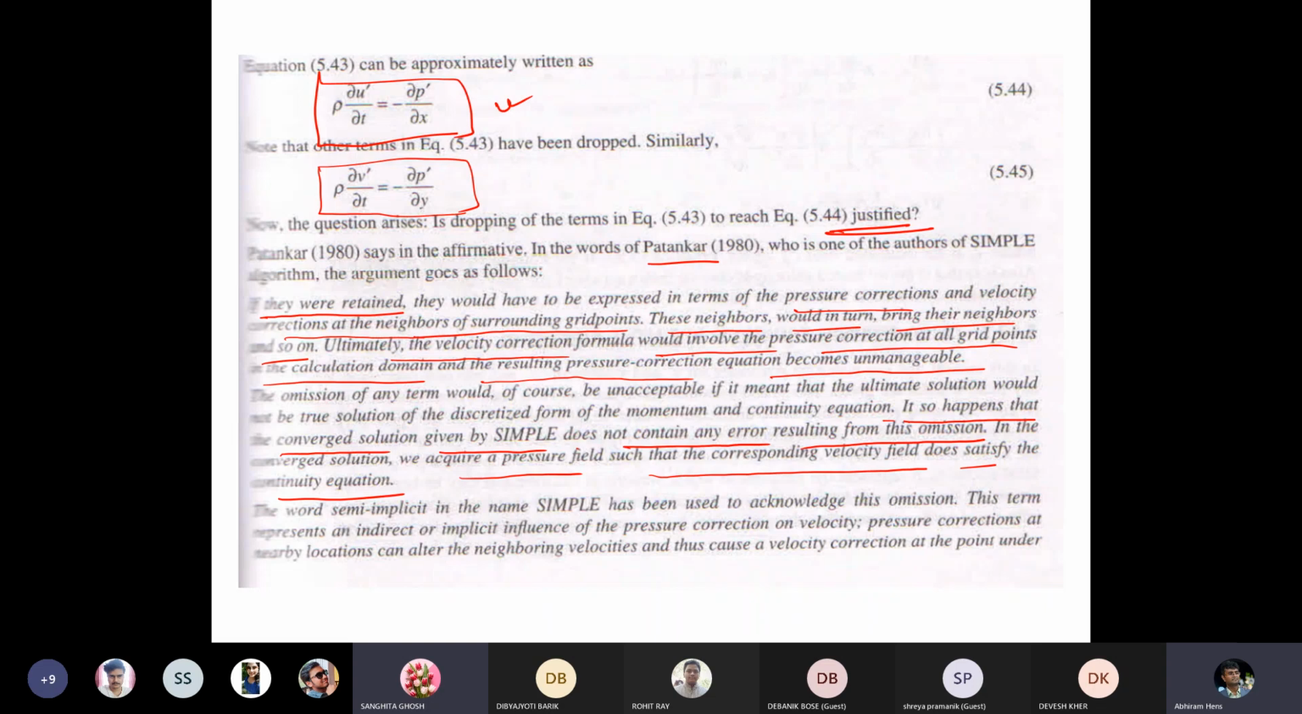The word semi-implicit in the name SIMPLE has been used to acknowledge this omission. It is not fully implicit, it is semi-implicit, because you are omitting these terms. These terms represent an indirect or implicit influence of pressure correction on velocity. Pressure correction at nearby locations can alter the neighboring velocities and thus cause a velocity correction at a point under consideration, and we do not include this influence and thus work with a scheme that is only partially and not totally implicit.